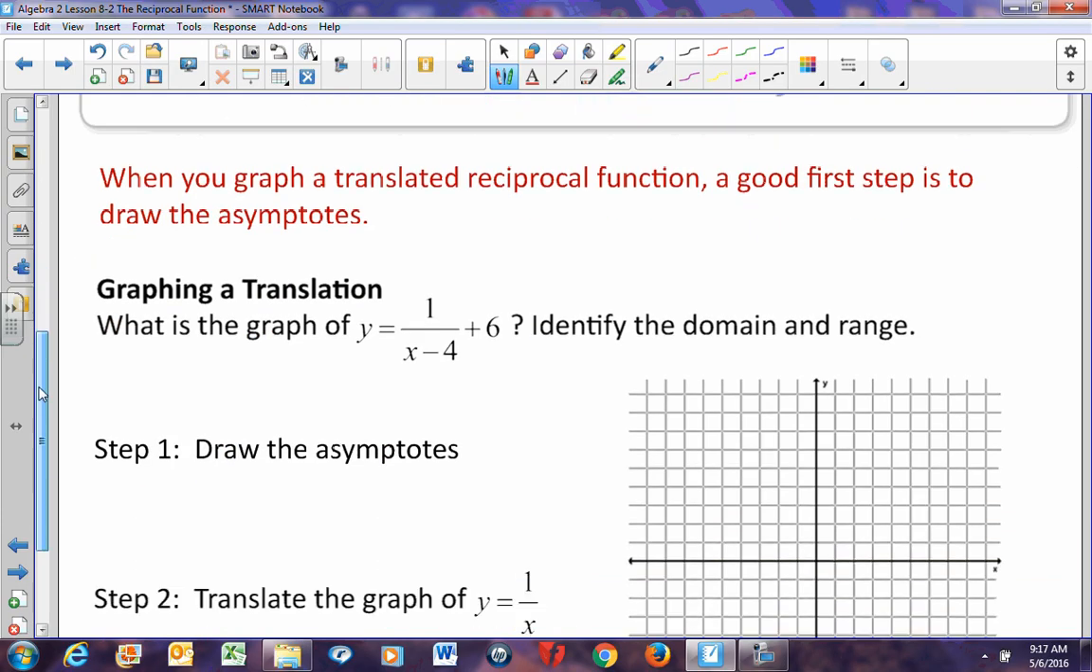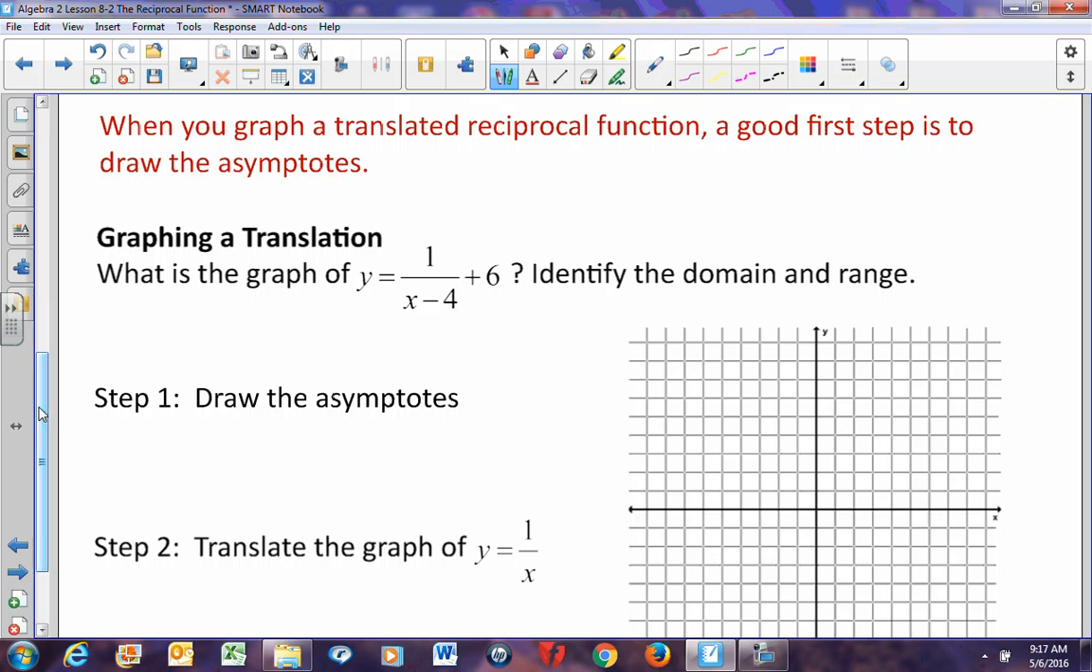So, if you're translating a reciprocal function, the good first step is to draw your asymptotes, because that helps you determine where your graph is going to be. It helps you with your shape. So if I have the graph of y equals 1 over x minus 4 plus 6, the first thing I'm going to do is do my asymptotes. I'm going to identify my h and k values here. h equals 4 and k equals 6, because this would be h and this would be k. So I know my horizontal asymptote and I know my vertical asymptote.